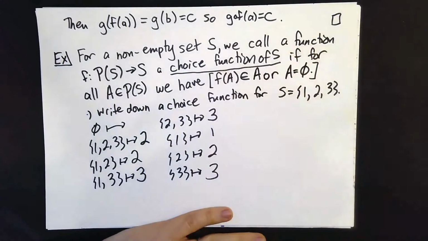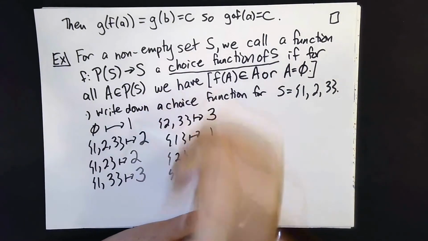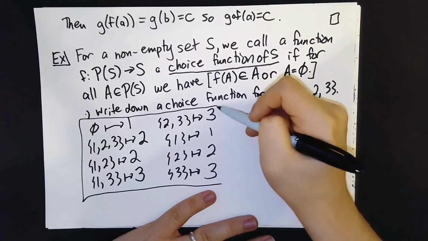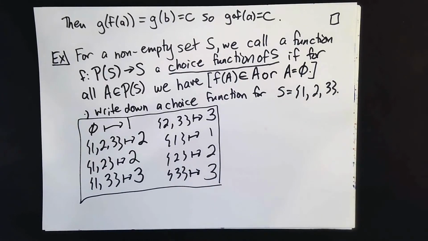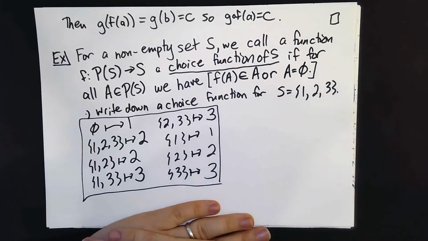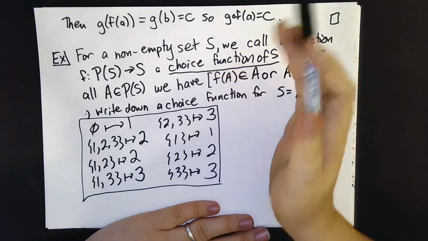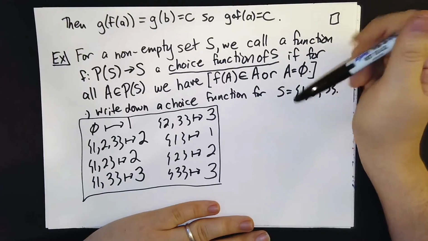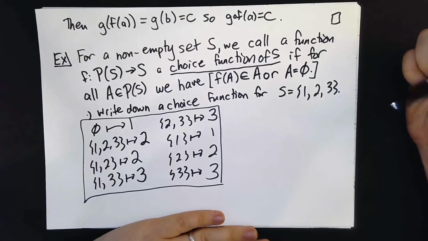And where do I send the empty set? Well, remember the definition makes it so it doesn't matter where I send the empty set, so I guess I'll send it to 1. And so this whole table here, if you like, defines a choice function for S equals {1, 2, 3}. This is far from the only choice function for S equals {1, 2, 3}, because I could just as easily, for example, have sent {1, 2, 3} to 3 instead of 2, and it would still have been a choice function. So I made, as the name suggests, lots of choices for this function, and so there are lots of options. This is far from the only choice function.